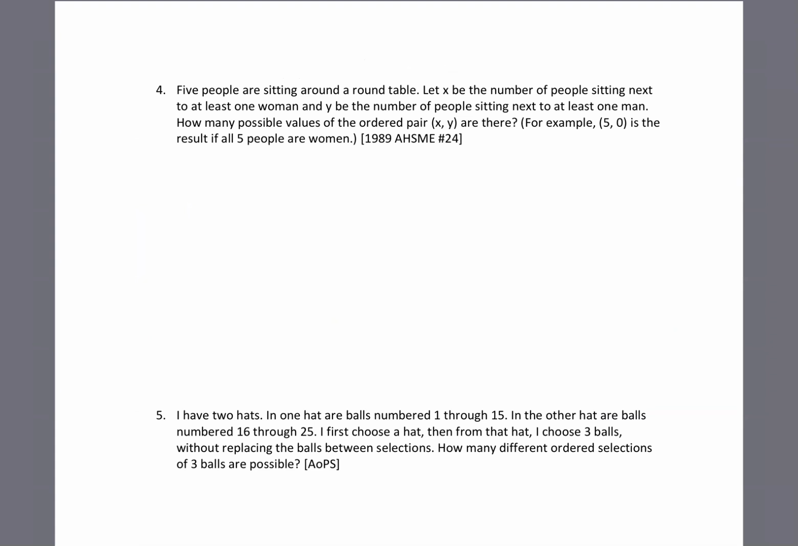Here, we can go over this question next. 5 people are sitting around a round table. Let X be the number of people sitting next to at least one woman, and Y be the number of people sitting next to at least one man. How many possible values of the ordered pair XY are there? For example, 5, 0 is the result if all 5 people are women. I'll give you a couple seconds to think about this problem.